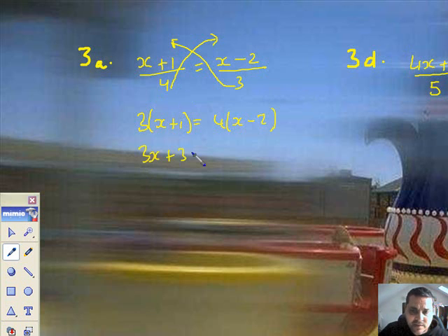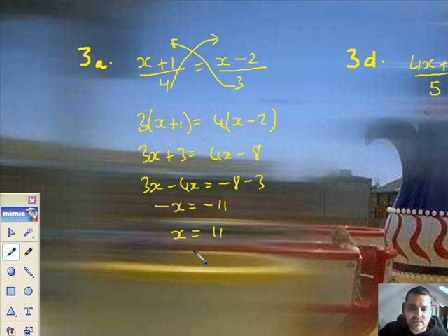3x plus 3 equals 4x minus 8. So I'm going to say 3x take away 4x equals minus 8 take away 3. Again, the negative 8 is still there, it's not moved, and subtract the other 3. So minus x comes to minus 11, so x comes to 11. Lovely, isn't it? Remember, minus 8 take away 3, minus 11.